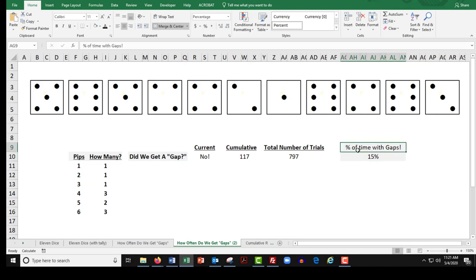See how it says percent of the time? When you talk about 15% of the time you're getting gaps, that does not mean that 1 out of every 7 times you're going to get gaps. This is not a promise of every 7 times you're going to get one with a gap. It means of all the trials we've seen, we've had 15% that resulted in gaps.